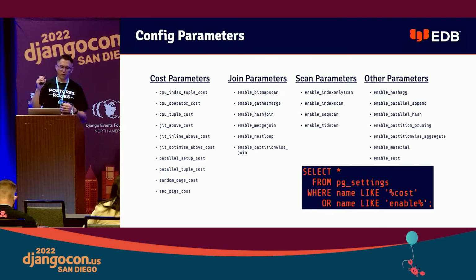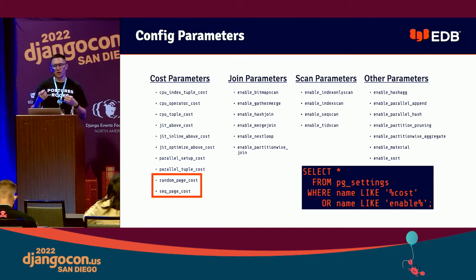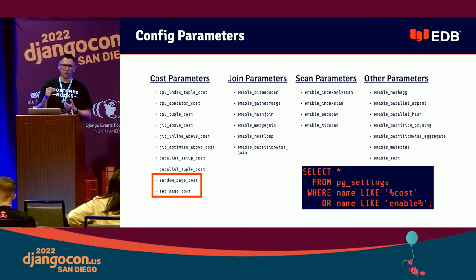However, for the most part, when I work with our customers, we generally deal with these two parameters: random_page_cost and seq_page_cost. Random page cost is the estimated cost of a random fetch off of the disk. So I have an address, and I say, oh, I need to get this item off the disk at this address. That's a random page. It works well for SSDs, but it does not work well for spindle disks.